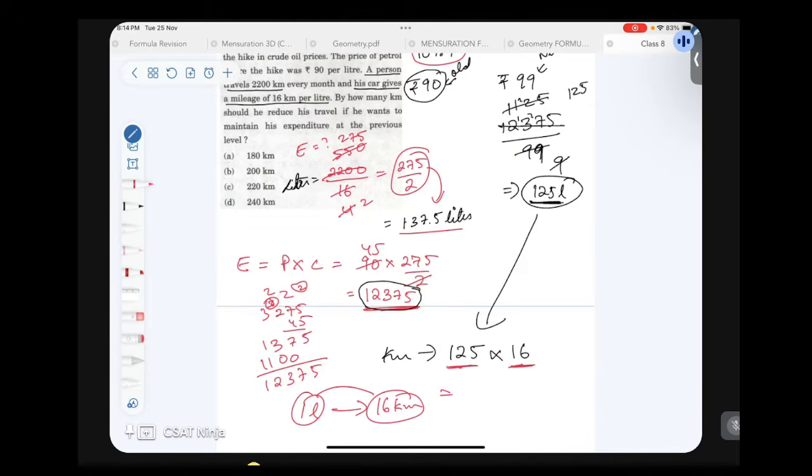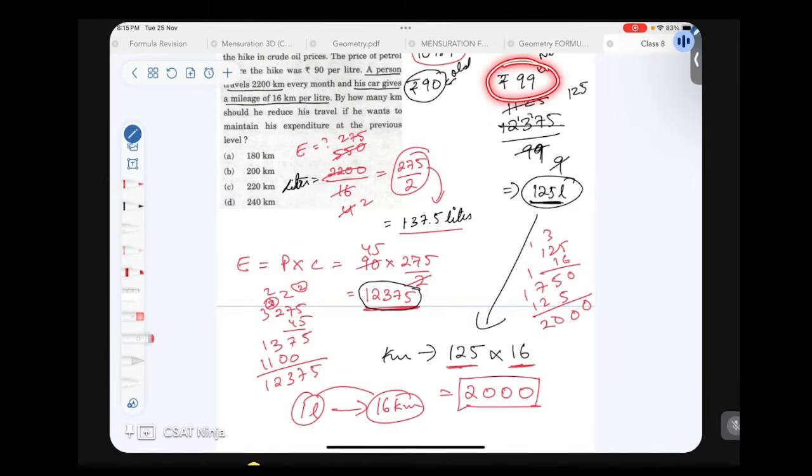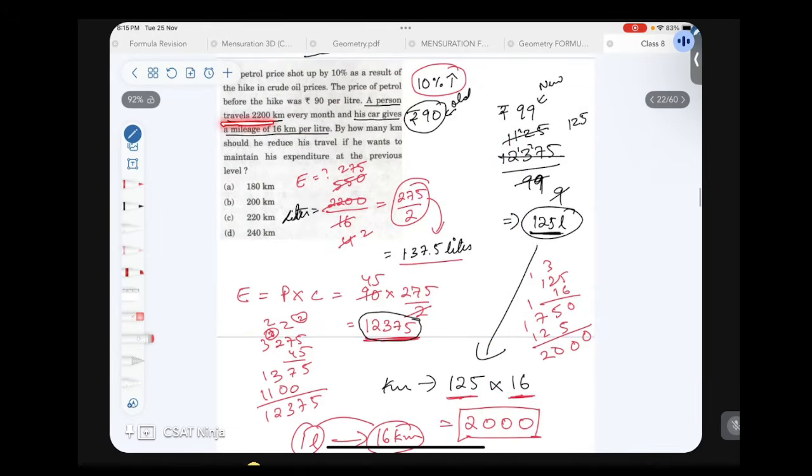Let's check. 125 into 16. 6 5 30, 6 12, 15, 5 1 6 1 6 7, and 1 2 5 0 0 1 0 1 0 0 1. So I'm getting 2,000. So with the new price of petrol, which is 99 rupees, the car can go 2,000 kilometers.